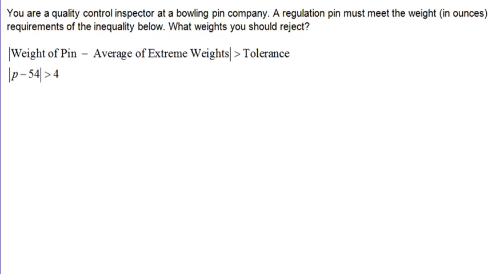You are a quality control inspector at a bowling pin company. A regulation pin must meet the weight in ounces requirements of the inequality below. What are the weights you should reject?